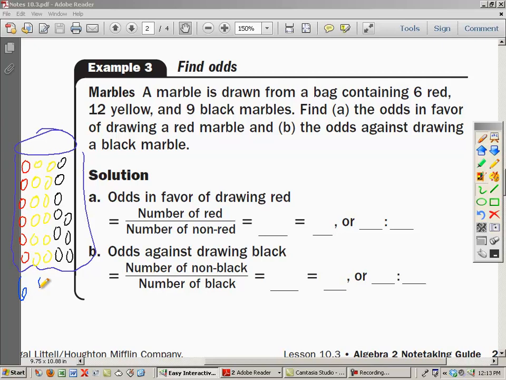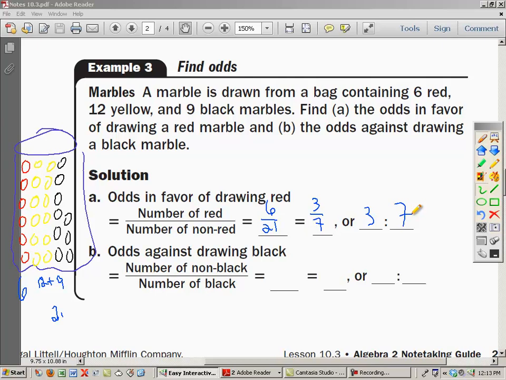So, there are 12 yellows and there are 9 blacks. Altogether, there are 21 other types of marbles. Since there are 21 other marbles and 6 red, my odds of getting a red are 6 in 21. Now that reduces to 3 to 7. So there's a 3 to 7 odds of me choosing a red versus anything else. Again, red versus anything else, not red out of the whole thing.